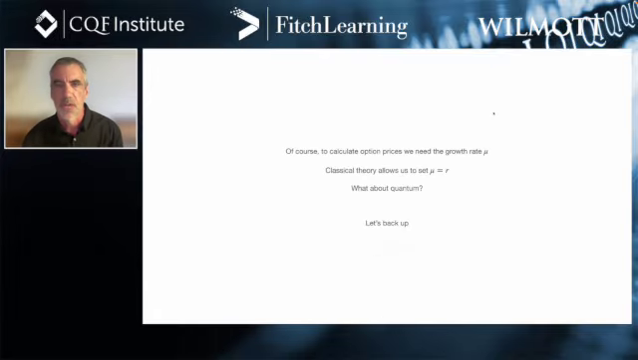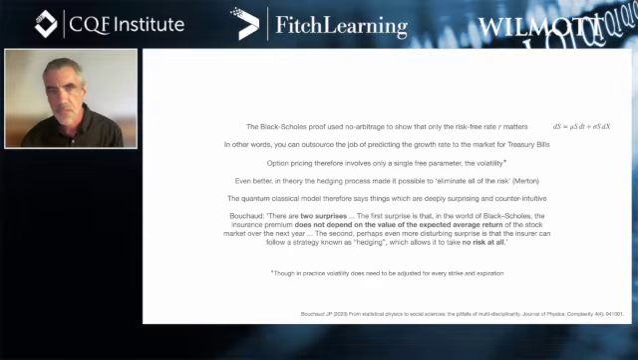Now, of course, to calculate option prices, we do need the growth rate mu. And classical theory allows us to set mu equals r. What about the quantum model? Well, let's back up again. The Black-Scholes proof used no arbitrage to show that only the risk-free rate r matters. In other words, you can outsource the job of predicting the growth rate to the market for treasury bills, which is great. Option pricing, therefore, only involves a single free parameter, the volatility. Even better, in theory, the hedging process made it possible to eliminate all of the risk.